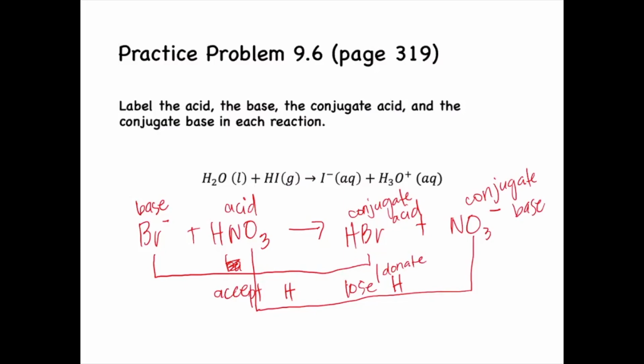Miss, possible po ba na more than 1H yung i-donate? Possible, pero kalimitan kasi ng acid-base reaction, isang hydrogen atom lang talaga yung i-donate. Almost always, isang hydrogen atom lang. So, yung more than one hydrogen atom, you will encounter that sa higher chem. Kapag nag-biochem kayo or kung ano man, medtech.